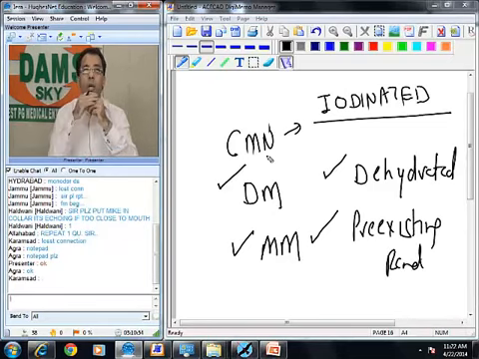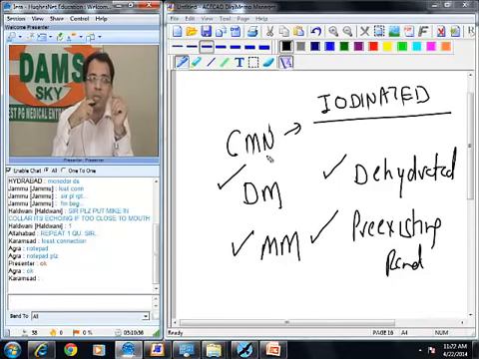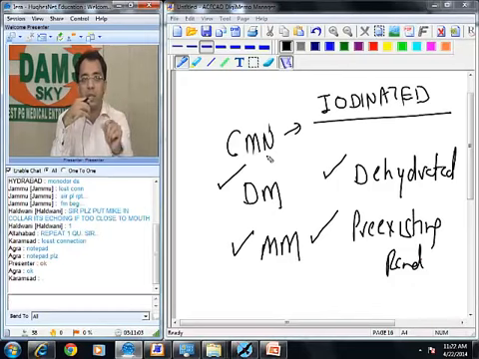Okay. Now again, the next question that you will get in your exams is, which of the following patients is at increased risk for contrast nephrotoxicity? What is the answer? Answer is diabetics, multiple myeloma, dehydration, pre-existing renal disease.